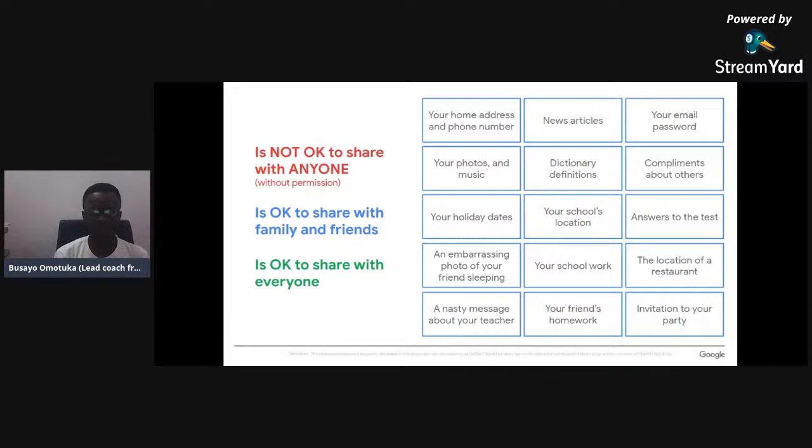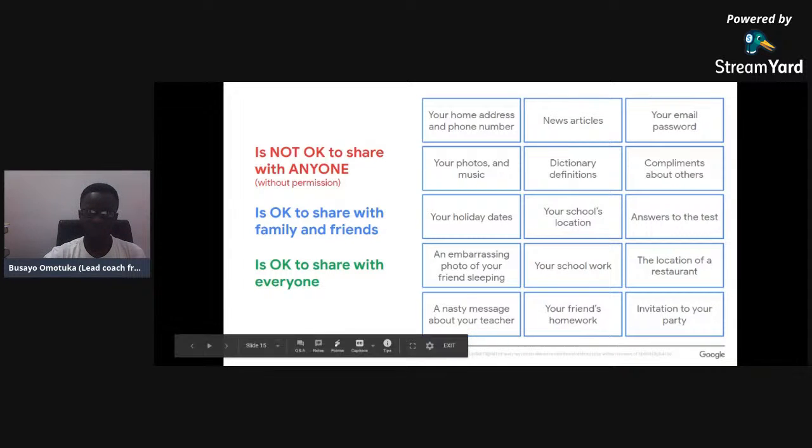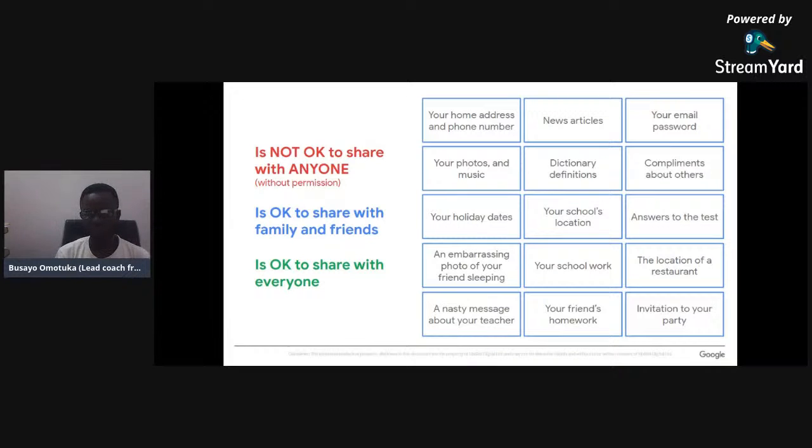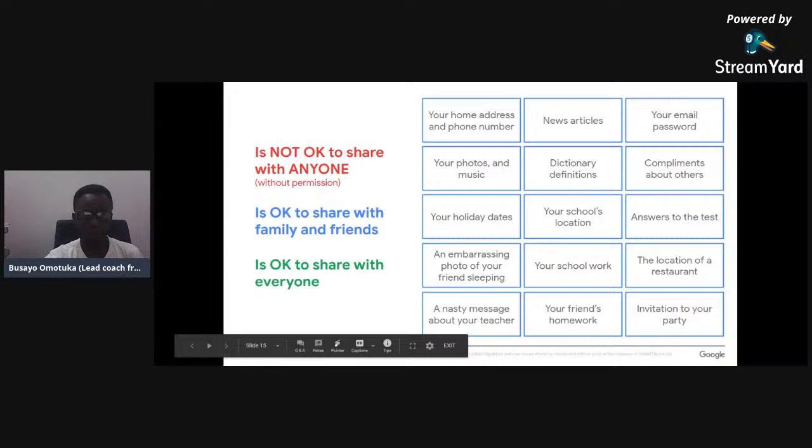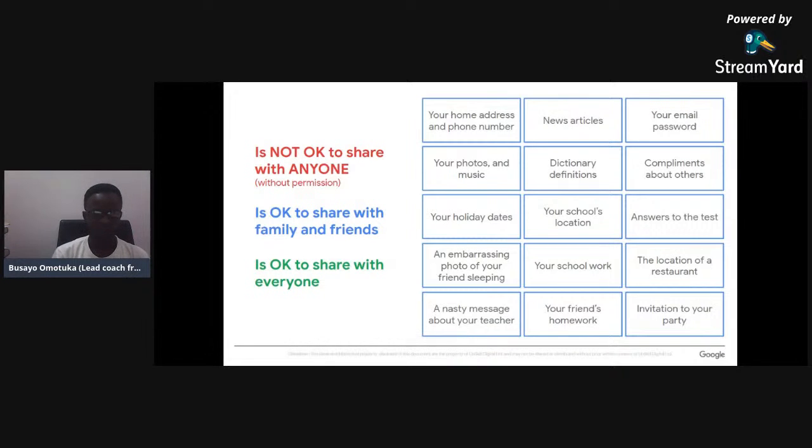I would like us to put what we see in the comment box. Out of what we have here, what do we think is okay to share with anyone without permission? I would like to have comments in the comment box. The second one: is it okay to share with family and friends? What can we advise or educate our students to share with family and friends? What can we advise them to share with everyone? That is what this slide is all about. I would appreciate it if we can drop our answers or what we think in the comment box.